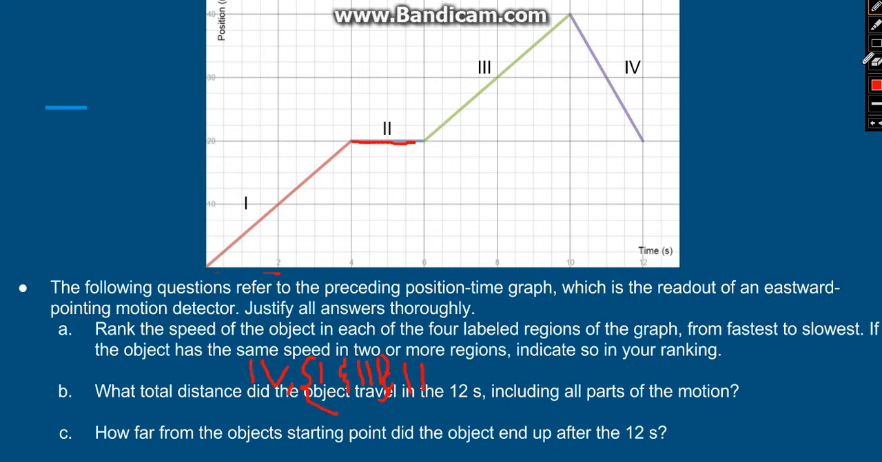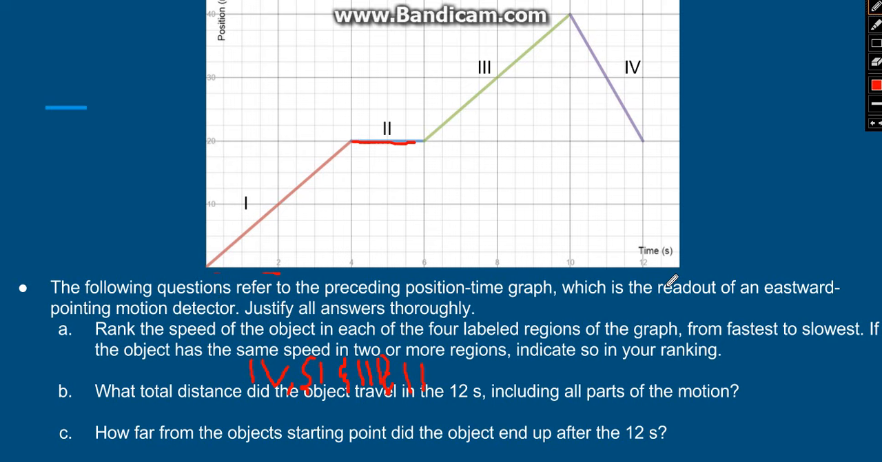Okay. All right. The next one is asking, what distance did the object travel? Let me erase this so it's easier to read. In the 12 seconds, that is the entire graph, since it goes from 0 to 12 seconds. We have to add up everything.